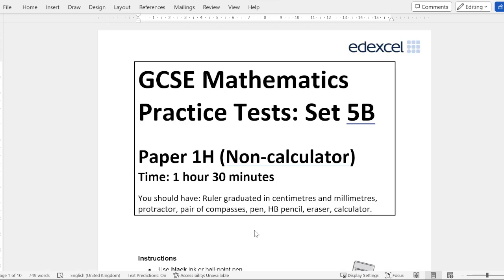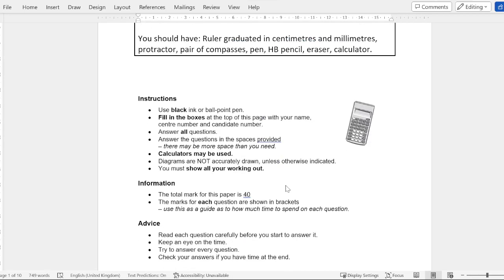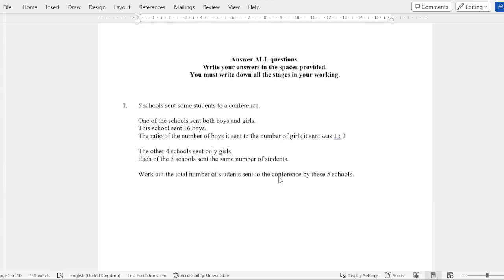Today we're looking at the Edexcel half paper series, set 5, paper B, and this is a 1H paper, so the non-calculator version. You should be looking for 45 minutes to complete the paper. We'll kick straight off. Question 1.